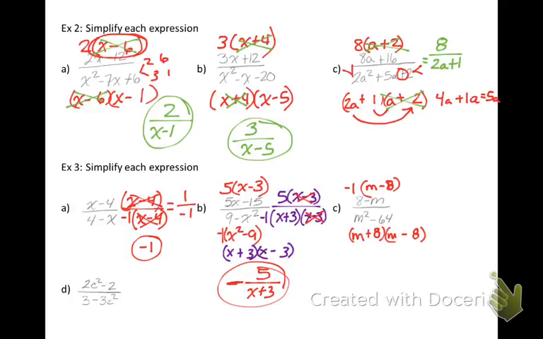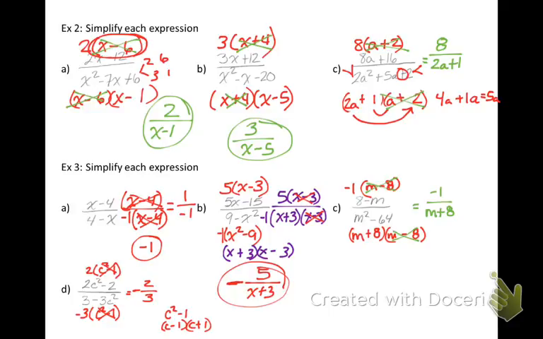Now, do I have something on top and the bottom I can get rid of? M minus 8. What's left on the top? -1. What's left on the bottom? M plus 8. I'd like you to try D by yourself. D by yourself.